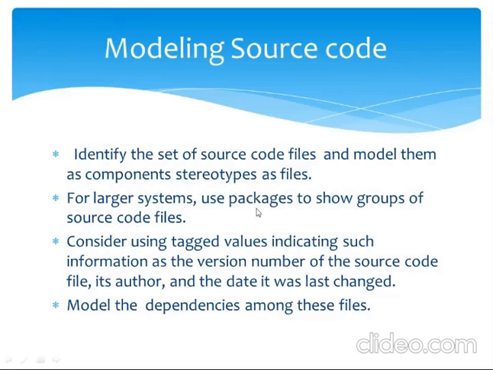We also use tagged values in the component diagrams for the version number. A tagged value tells the version number, author name, and date. So we can represent the version number, author name, and date using tagged values. And also, while modeling source code, we have to model the dependencies among these files.